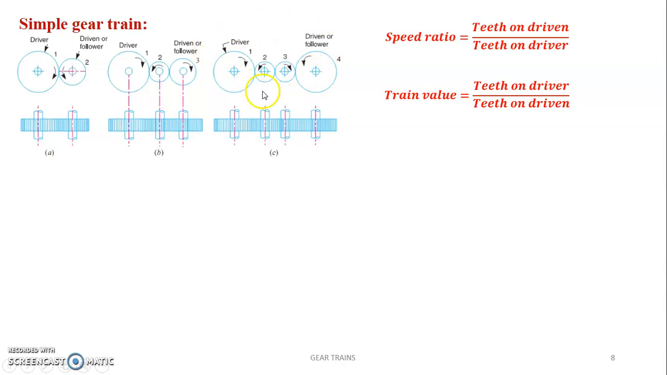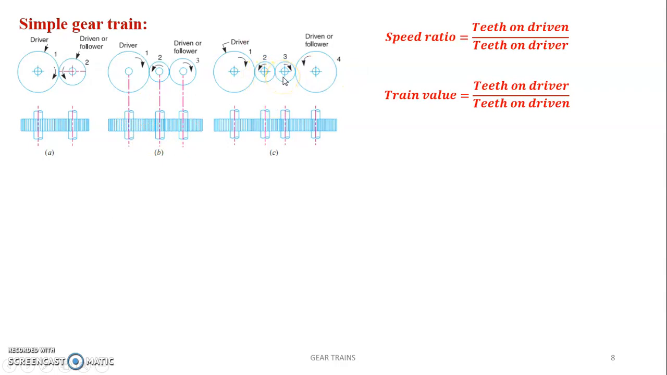In a simple gear train, it doesn't matter how many idlers there are. Let me go to the last example. How many gears are there in this gear train? 1, 2, 3 and 4. So power is transferred from the first gear, which is the driver, to the last gear, gear number 4, which is the follower. In between there are two gears, 2 and 3, known as idler gears.